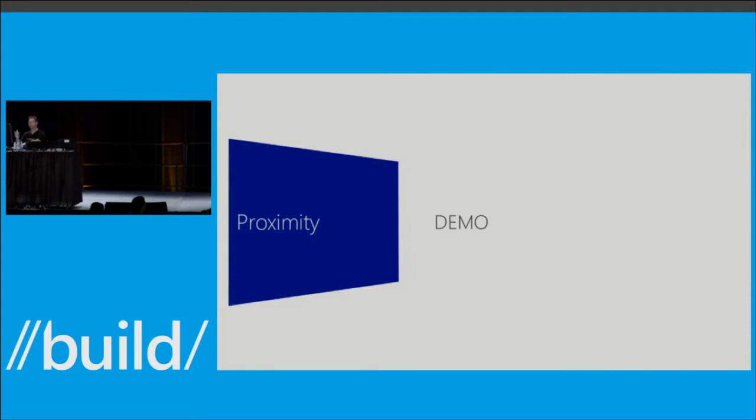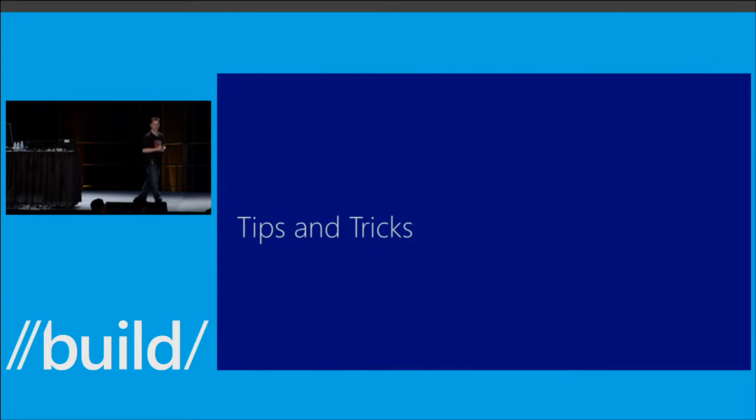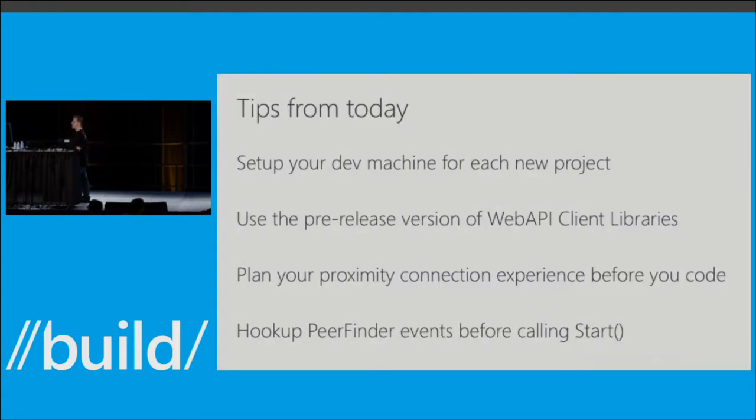And like I mentioned, no need to use NuGet for any of that. All these APIs are built into the phone. So sockets and proximity are all part of the phone itself. So then I wanted to spend a few minutes just talking about some tips and tricks that we have on using networking on Windows Phone. So some tips from today, very, very briefly.